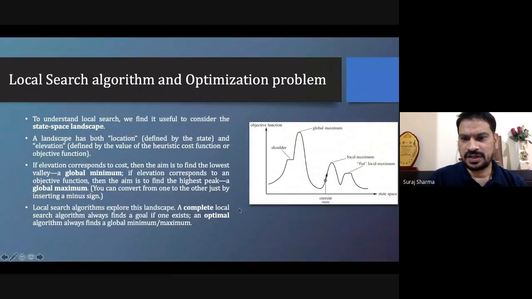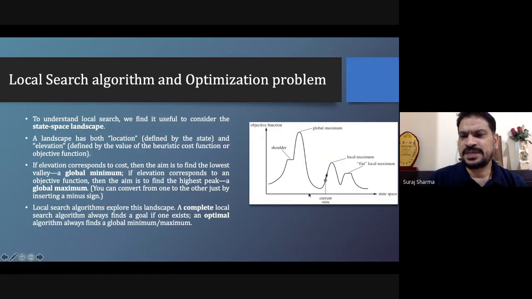Let's talk about local search further. Now this is an example. Let's say you have an objective function. That objective function is that you have to reduce the cost. So the objective of anything is to reduce the cost. And this one is telling you about a state space.